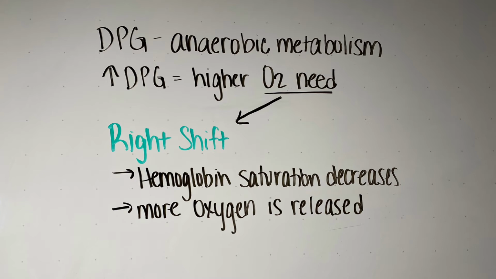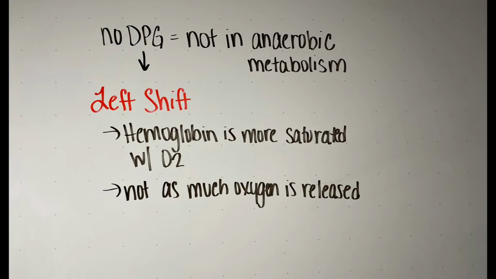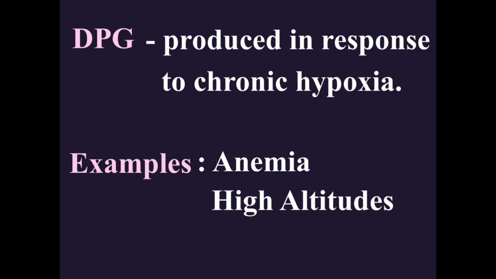More oxygen will be released to cells. But no DPG means that the graph will shift to the left. If there is no DPG, then we may not be undergoing anaerobic metabolism, which means we might not need as much oxygen, which means hemoglobin will be more saturated with oxygen. Now, fun fact here, DPG is produced in chronic hypoxia by red blood cells. And examples of conditions which might produce DPG include anemia and high altitudes.